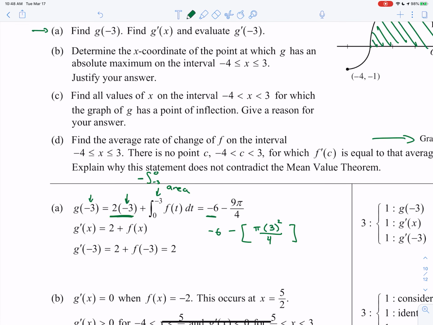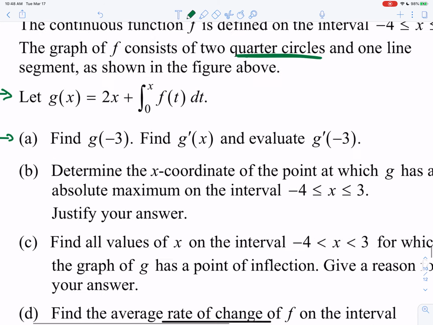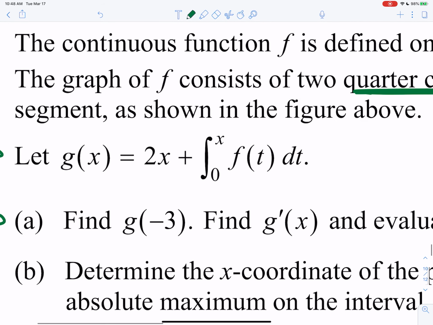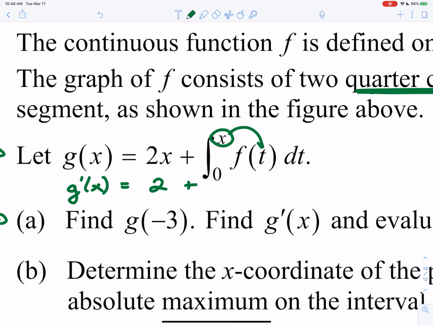Part A, the second part, they ask you to find g prime of x. That's just the derivative. So the derivative of 2x is really just 2. The derivative of an integral, remember, you just take the upper bound and you plug it in. It's really just the function. Okay, don't worry about that t. It's what we call a dummy variable. It's just a placeholder because eventually the x is going to take over, okay?